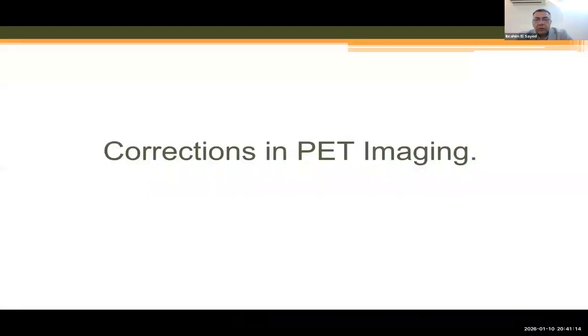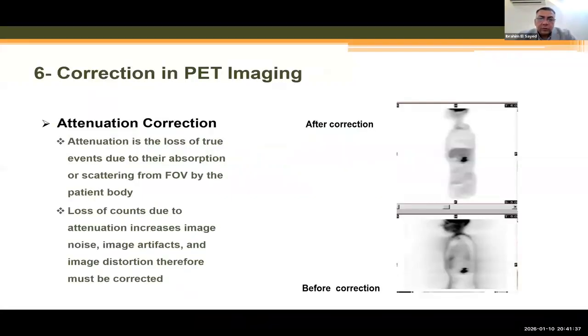So, moving to the corrections of PET. As we explained, there are a lot of contributions other than the true events. The true events are the needed ones. We have true, random, scattered, and multiple events, so for the other three we need to correct. We also have other corrections, for dead time. We'll start with attenuation correction, which is the most important one that we should look at.